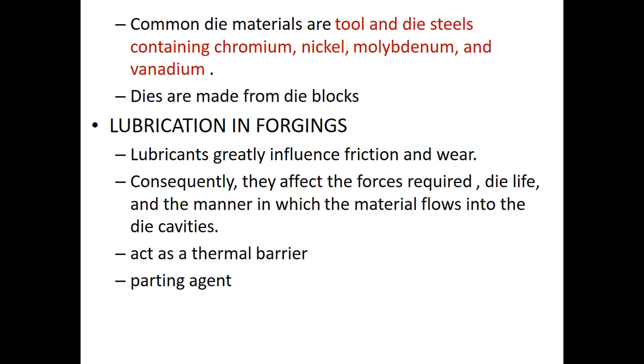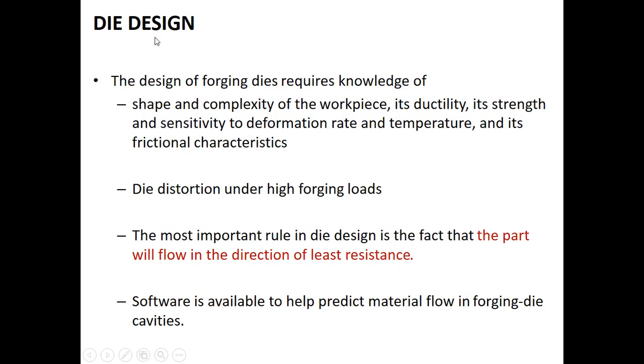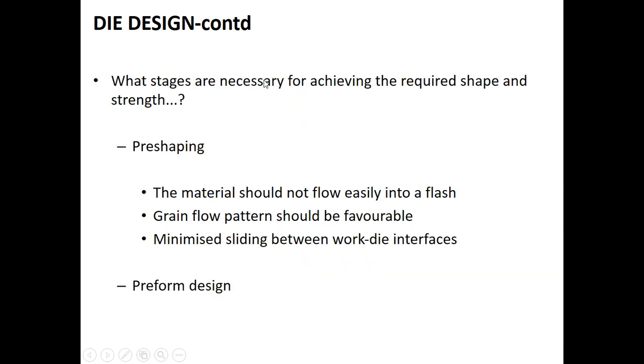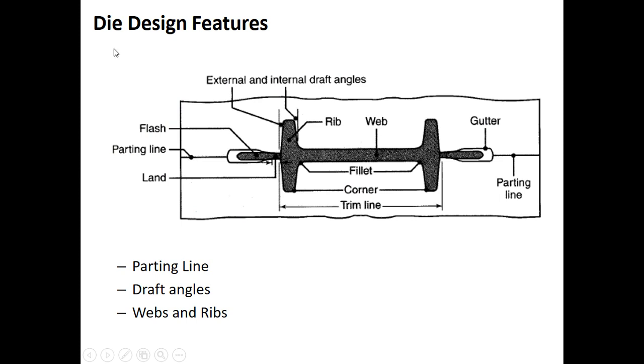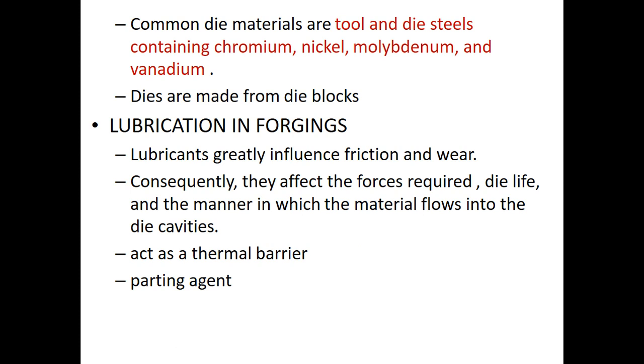So here we come to the end of this lecture. Let's look into what are all the things we discussed today. We discussed the die design, and then we discussed the important steps, pre-shaping and preform design, and we also went through the die design features such as parting line, draft angle, webs and ribs, fillet and corner radii, flash, land and gutter. We also got familiar with the die materials and another important topic, lubrication.